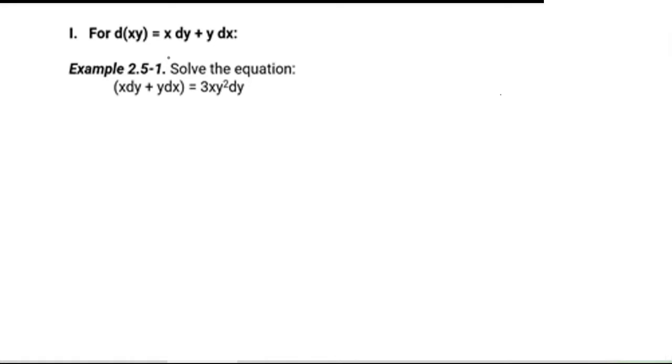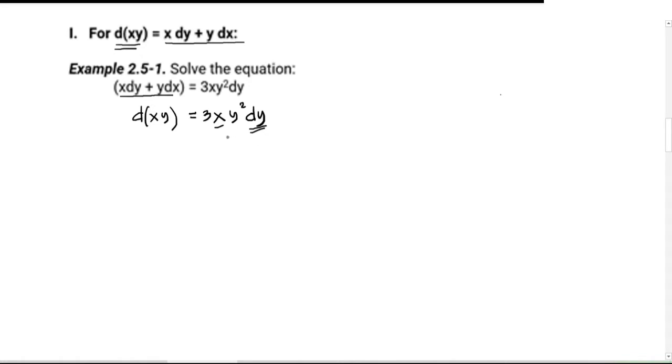Example 1. Solve the equation x dy plus y dx is equal to 3xy squared dy. As can be seen, the left side is an exact differential, and the value for that is d of xy. And then I'm going to copy the right side, 3xy squared dy. As can be seen, the right side is not ready for integration. In particular, this is dy, but we have the x variable.